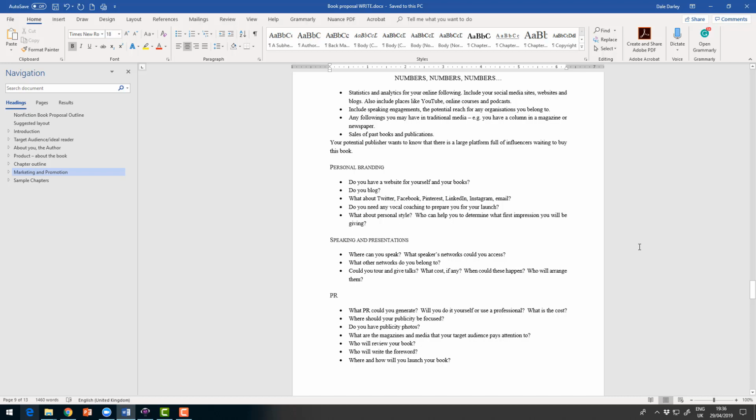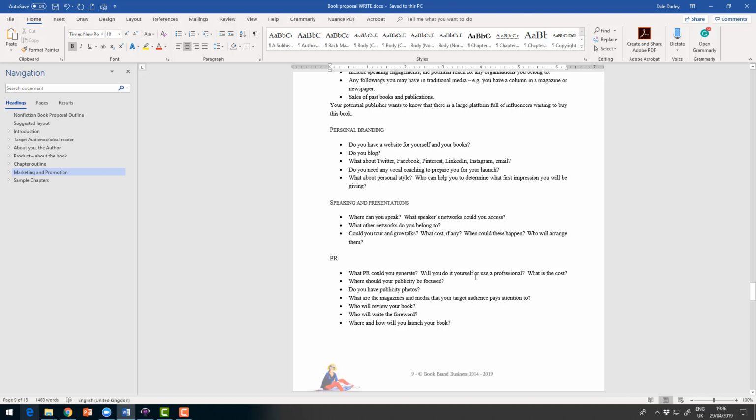It's really about raising awareness. What about speaker networks? Do you belong to any networks? Do you belong to any speaking organizations? Do you have any talks coming up? What about tours? Have you thought about things like that? What kind of cost is involved? Who's going to arrange them?